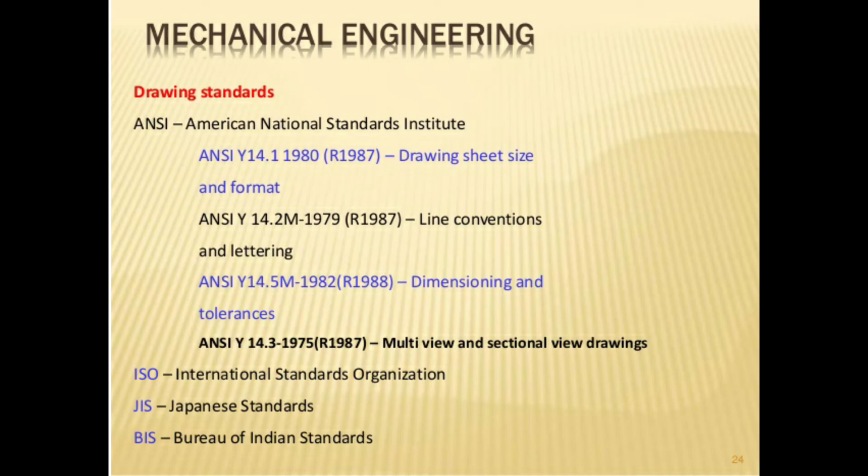Drawing standards: we have two or three different drawing standards. First is ANSI, American National Standards Institute. Okay, they use the drawing sheet and formats. Then ISO, International Standards Organization, JIS, Japanese Industrial Standard, BIS, Bureau of Indian Standards. These are all standards we use for drawing, for different companies and different stages.